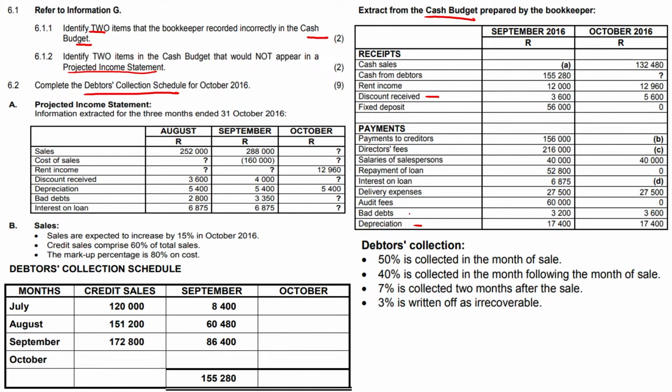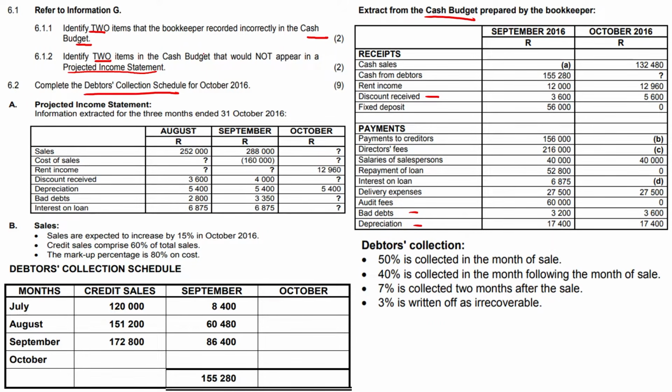Same with bad debts. It's not like when a debtor doesn't pay you, you have to pay them. A bad debt is when a debtor, someone who owes you money, is unable to make that payment. So you're not giving them money. It's a loss because we're never going to get that money back. So these aren't actually cash amounts. So discount received, bad debts, and depreciation. Verstaan? You understand? Okay, next one.